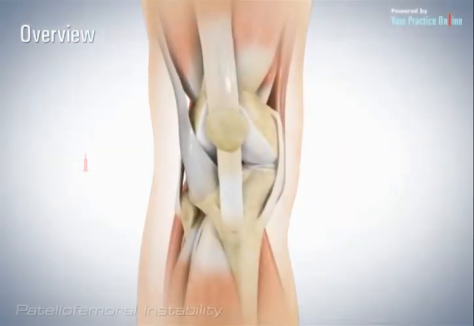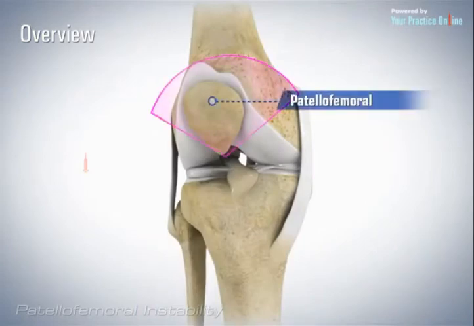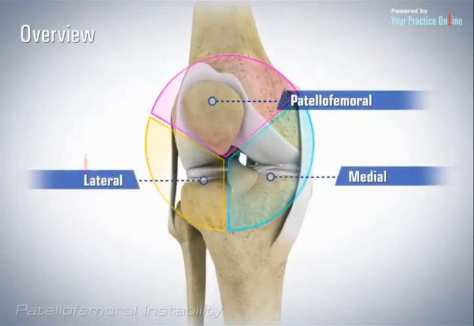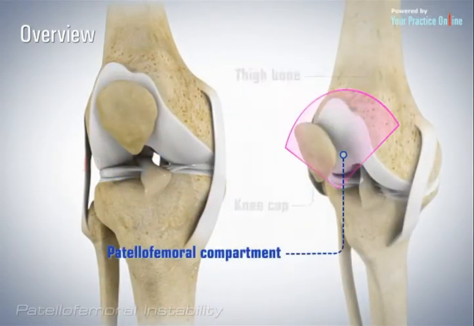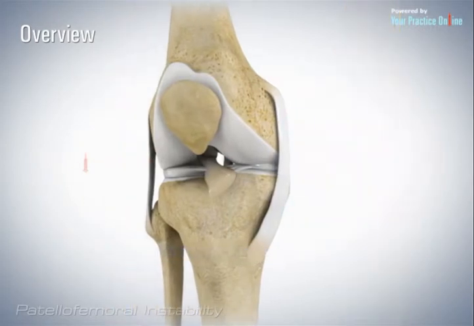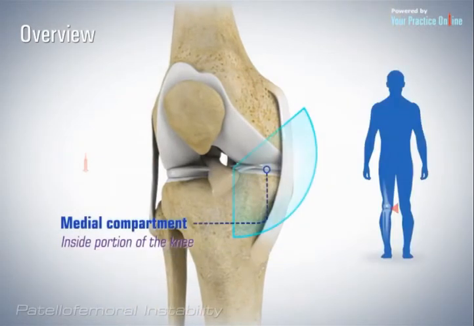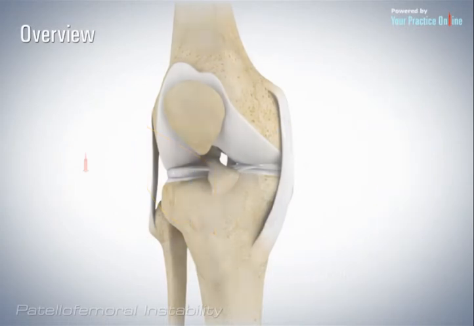The knee can be divided into three compartments: patellofemoral, medial, and lateral compartment. The patellofemoral compartment is the compartment in the front of the knee between the kneecap and thigh bone. The medial compartment is the area on the inside portion of the knee, and the lateral compartment is the area on the outside portion of the knee.